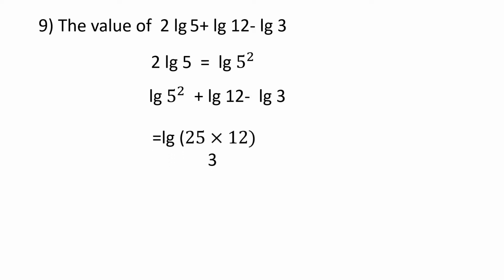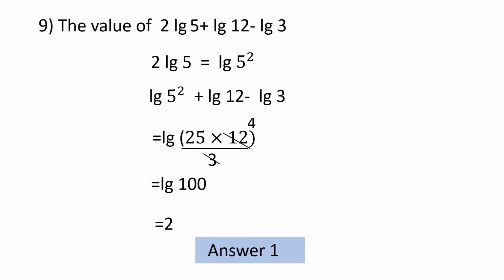lg of 5 squared, which is 25, multiplied by 12 divided by 3. Now you have to simplify the numbers. 3 is simplified with 12, it is 4. The remaining is 25 multiplied by 4, lg 100. The value of lg 100 is 2. The answer is answer 1.